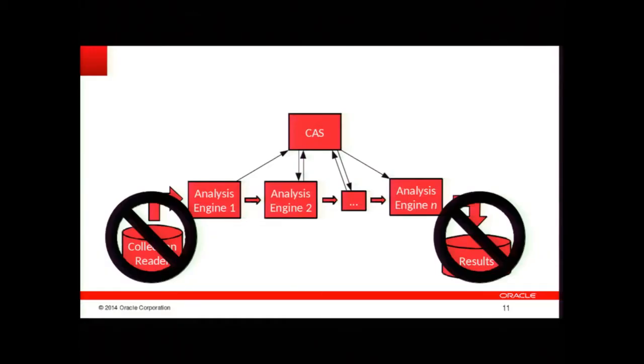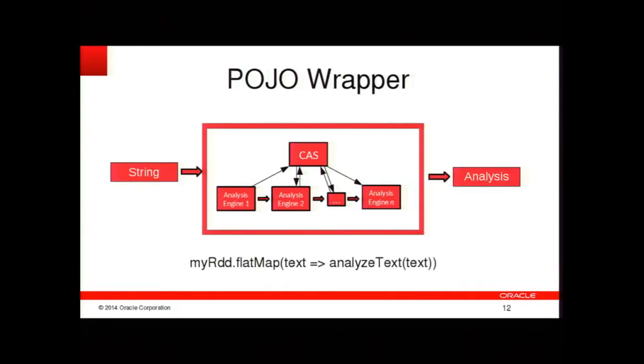So where we want to get to, towards a simple invocation of UIMA from Spark, is to move away from the batch pipeline approach where you have a collection reader and something on the other end that writes out results, to encapsulating the whole pipeline into a single method call where you have a string going in, and on the other side you have some rich object that describes the analysis that came out of it. And given something like that, you can see pretty simply how we can do a flat map on an RDD of strings.